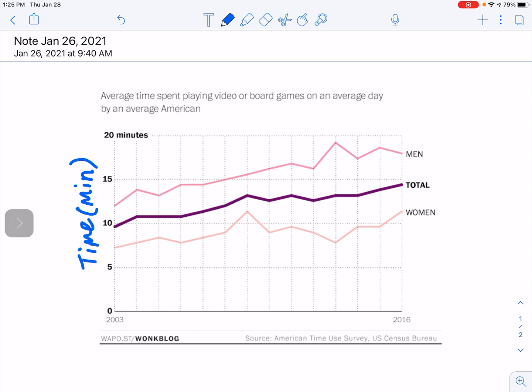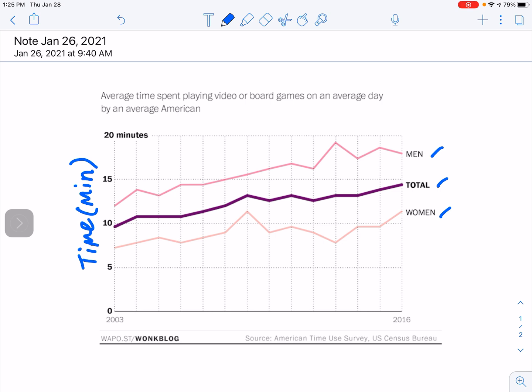But the actual information on the graph, or the data, it shows men and women and then the total. So we have basically the amount of minutes that men have been spending on gaming and then women, and then the total, meaning if you combine men and women together as one big group and then average it out. So what are you seeing here?